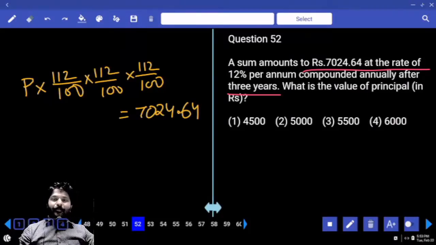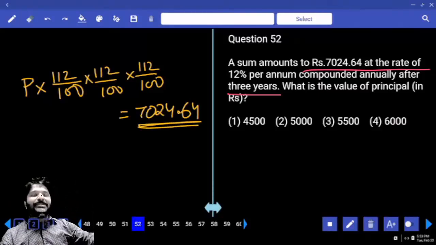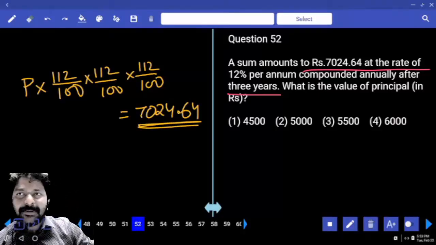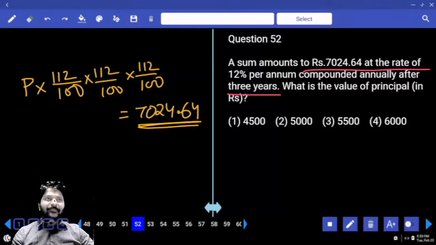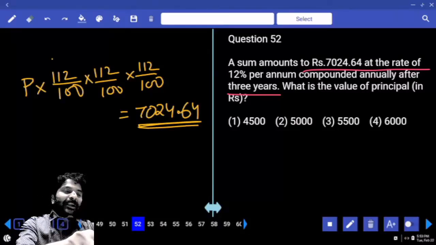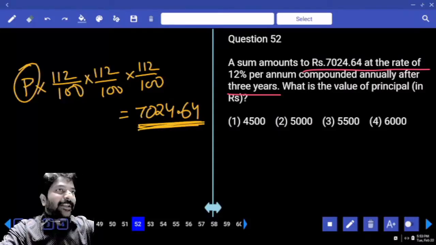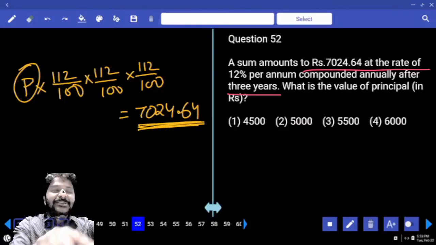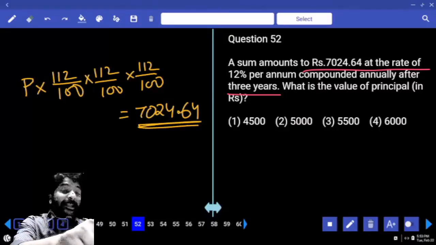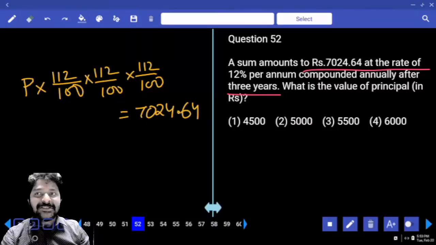Yes or no? Now concentrate on this number, 7024.64. Is that a 3 multiple? Come on. Is that a 3 multiple? On the left hand side, 112 is not a 3 multiple. If the principal is a 3 multiple, then your amount also must be a 3 multiple. Agreed or not? Because your amount is not a multiple of 3, your principal cannot be a 3 multiple. Do you agree with this or not?